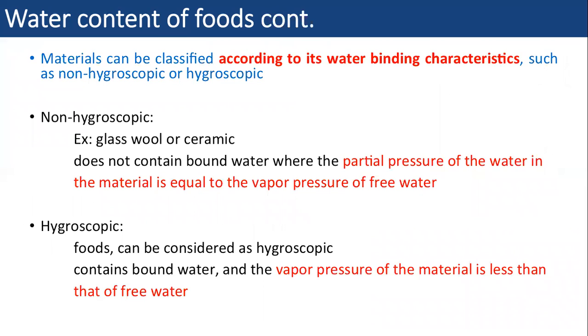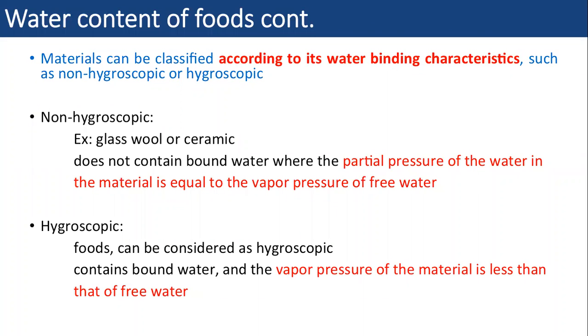Then again, two words are available: non-hygroscopic and hygroscopic. I have already told you the meaning of hygroscopic. Hygroscopic means the food contains bound water and the vapor pressure of the material is less than that of free water. Such foods will absorb moisture quickly. And non-hygroscopic means it does not contain bound water, where the vapor pressure of the material is equal to the vapor pressure of water, right?